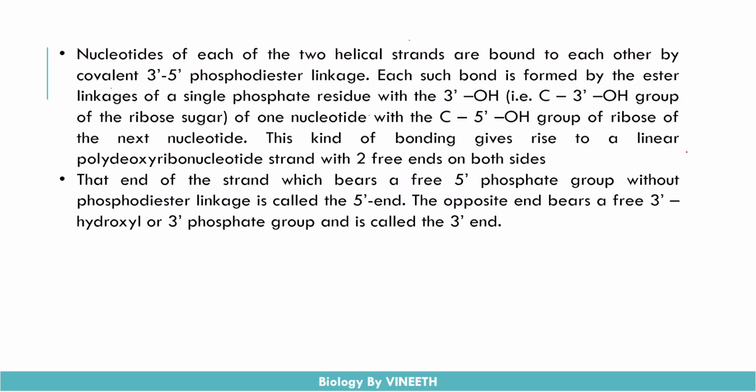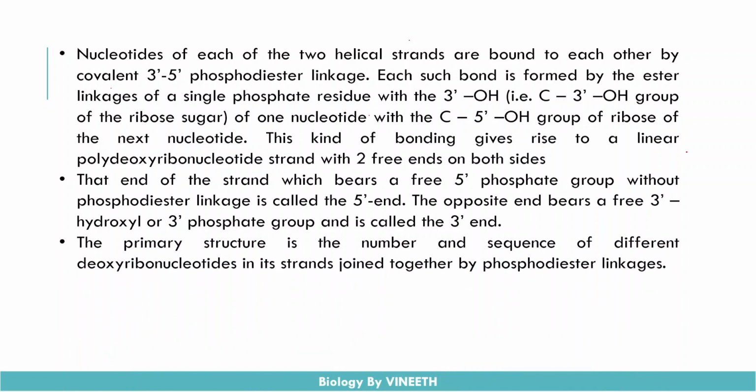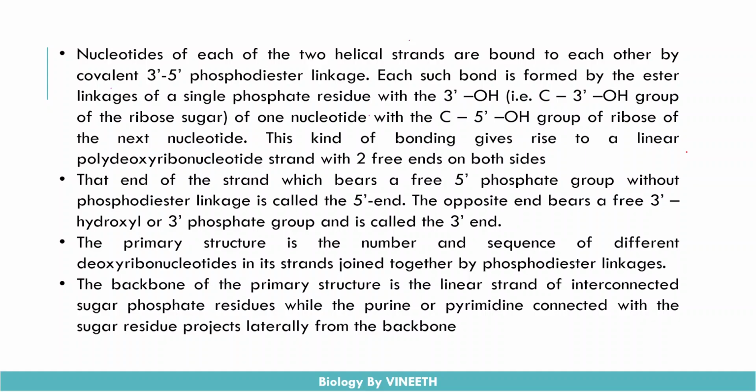Okay, or 3 phosphate group. It is called the 3 prime end. Okay, so you have to remember the ends of the polynucleotide chain or strand. Now, the primary structure is the number and sequence of different deoxyribonucleotides in strands joined by the phosphodiester linkages, which is also called the backbone of the DNA strand.